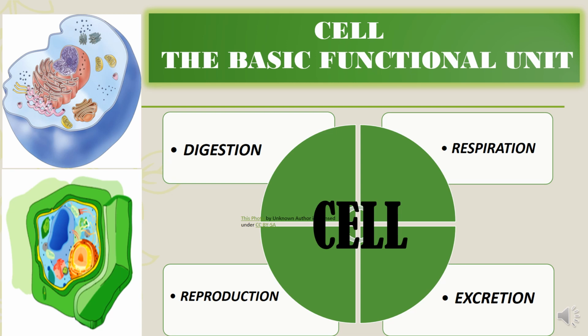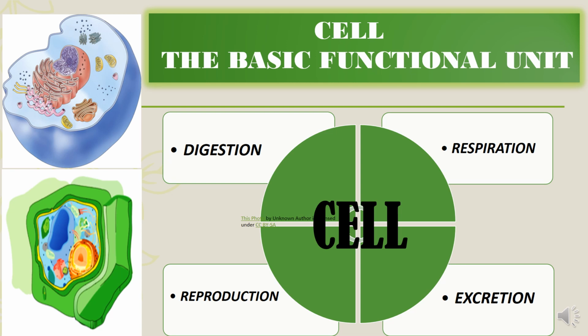So all these functions are performed by the same cell in amoeba, and similarly in all other animals and plants, where the number of cells is more than one. They also perform, each cell is able to perform all the functions.